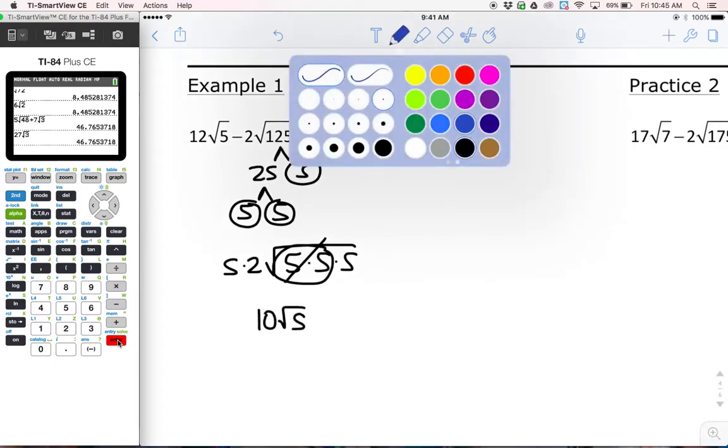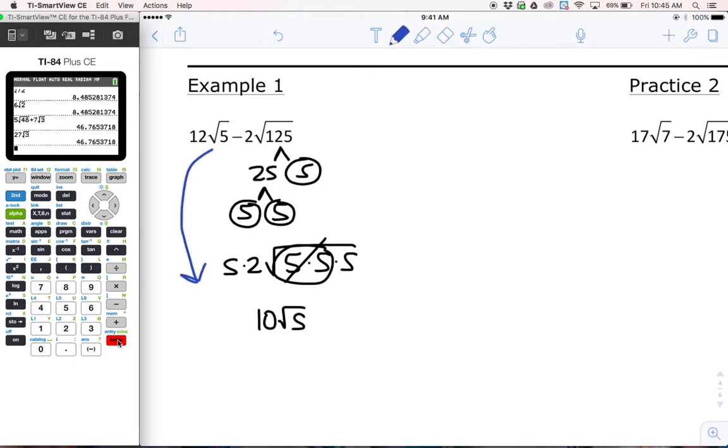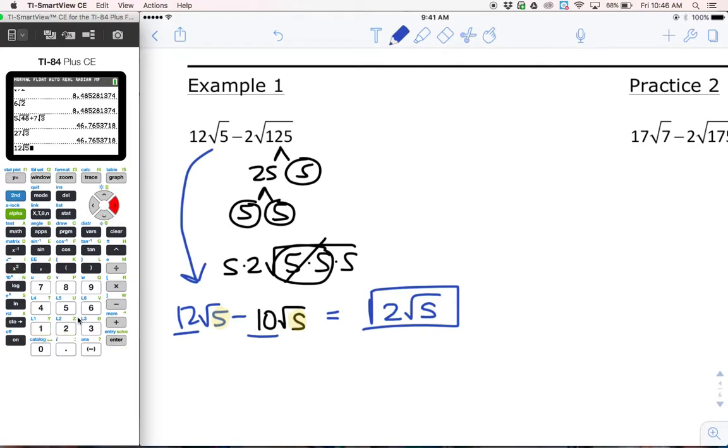Now don't forget that this was already in the front there, so we had 12 square root of 5, and we're trying to subtract 10 square root of 5. This turned into this. We simplified. Now we can subtract because our numbers inside are matching. Our radicand numbers are matching. So they're going to stay 5s, and we're going to subtract 12 minus 10 and get 2 square root of 5. Let's check our answer here real quick. We got 12 square root of 5, and then we are subtracting 2 square root of 125. And we get, oops, I typed that in wrong. Let's fix that.